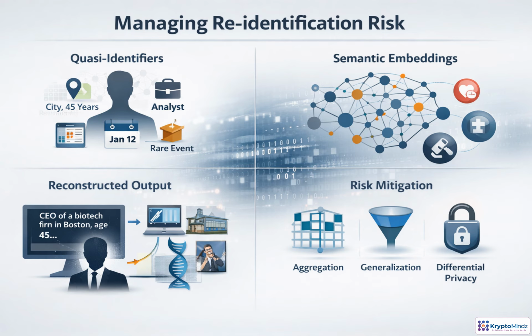Removing direct identifiers is only the first step. People can still be singled out when ordinary details combine, such as city, age, role, timestamp, or an unusual event. AI adds more pathways, because embeddings preserve meaning. Metadata travels with content, and outputs may reconstruct patterns from highly specific context. Manage this risk before prompts, training, analytics, or sharing by reducing precision, aggregating records, suppressing rare cases, applying differential privacy where appropriate, and restricting access to the minimum necessary.